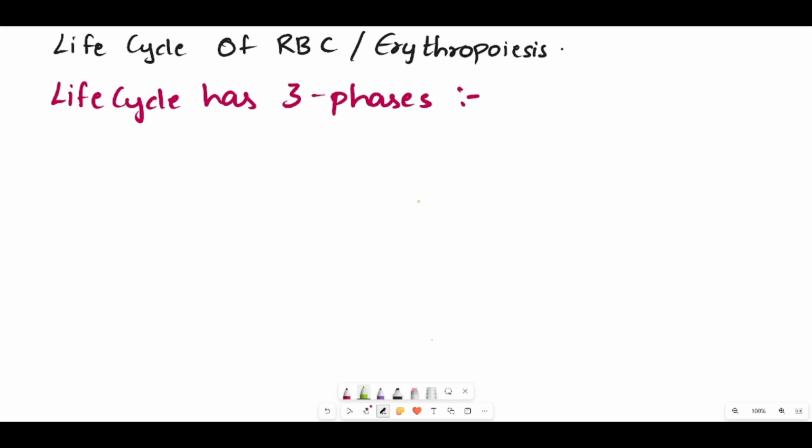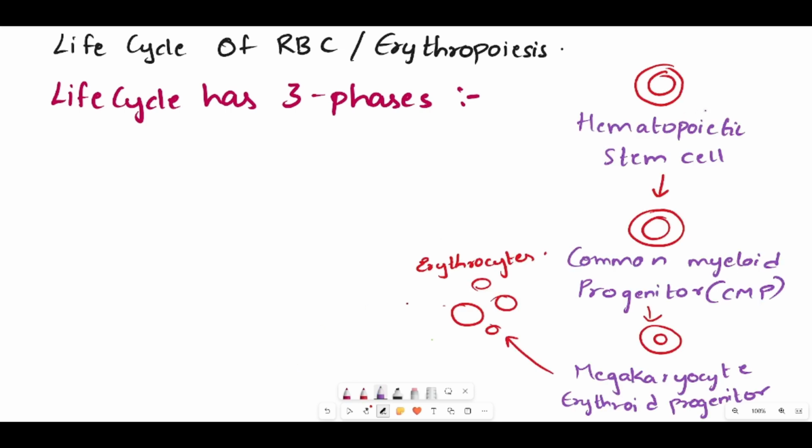Before entering into each phase in detail, let me just show you one flowchart. I already said that this process mainly starts from the stem cell. That stem cell's name is hematopoietic stem cell. We have discussed it in the previous videos. If you want, you can go check it out there. From this hematopoietic stem cell, it will be converting into common myeloid progenitor, and from there it gets converted into megakaryocyte erythroid progenitor. From that, the final erythrocytes or the RBCs will be formed.